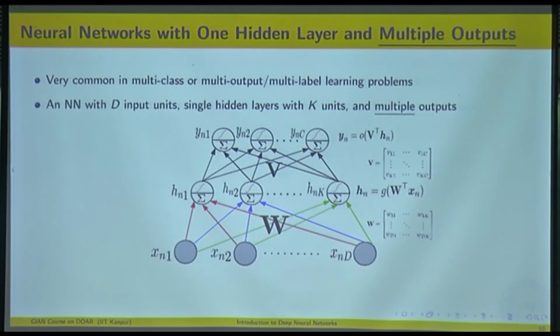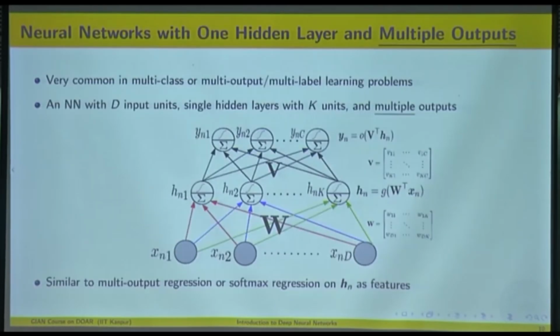Suppose I have C many classes, so I can have one output node for each class. This is just a simple extension of what I had. Rather than learning a single linear model for one output, I'll have as many linear models as the number of outputs. So this is yn1, yn2 up to ynC. This is the most general way of representing the neural network, because in many cases you do have multiple classes if you're doing multi-class classification.